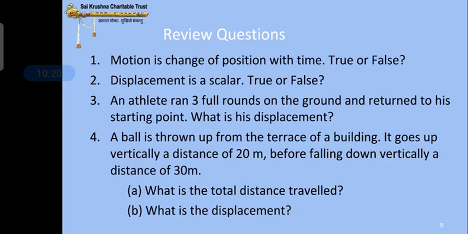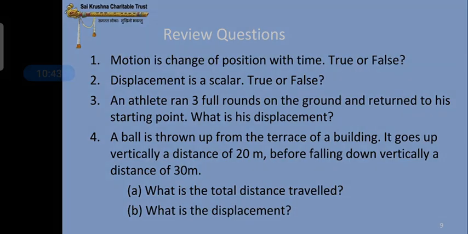A ball is thrown up from the terrace of a building. It goes up vertically a distance of 20 meters before falling down vertically a distance of 30 meters. What is the total distance traveled and what is the displacement? Please answer all these questions and then look at the answer. I have attached an answer slide also at the end of this video. Please answer and then watch it.